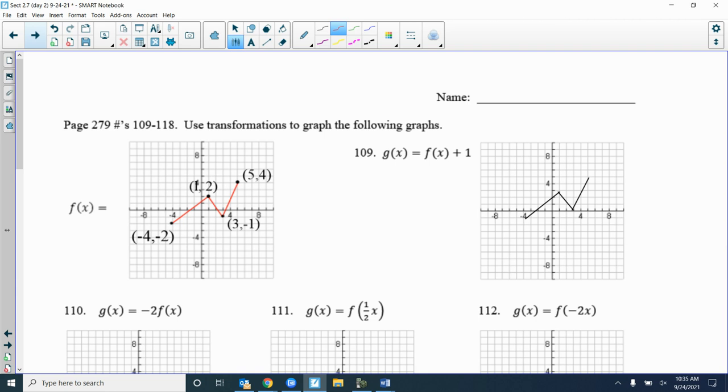So there, at the top left, what they list on there is your parent function. Copy that down up here so you have that to work with. It's the points -4, -2, 1, 2, 3, -1, 5, 4. So just connecting those. We're going to do different transformations for each one. That's your parent function, and we're going to use that one for each problem here, 109 through 118.